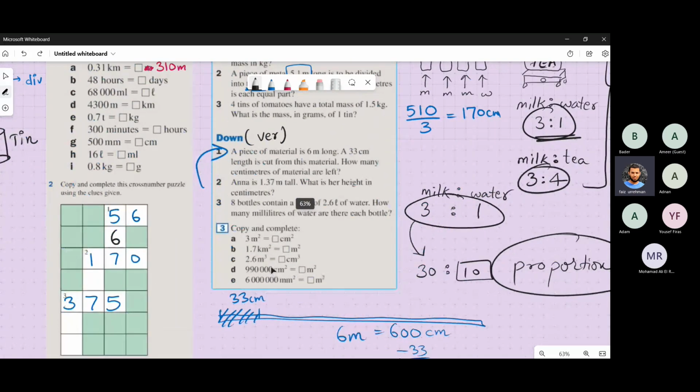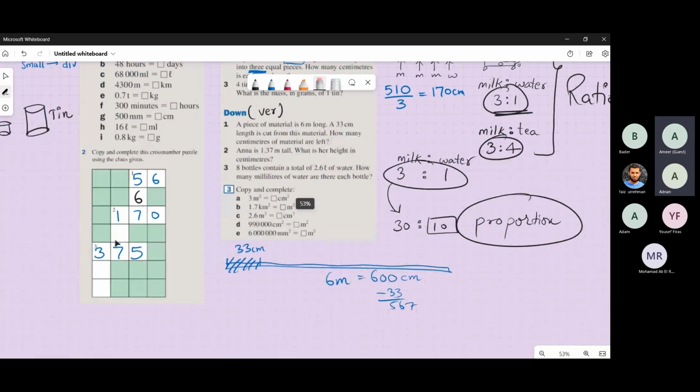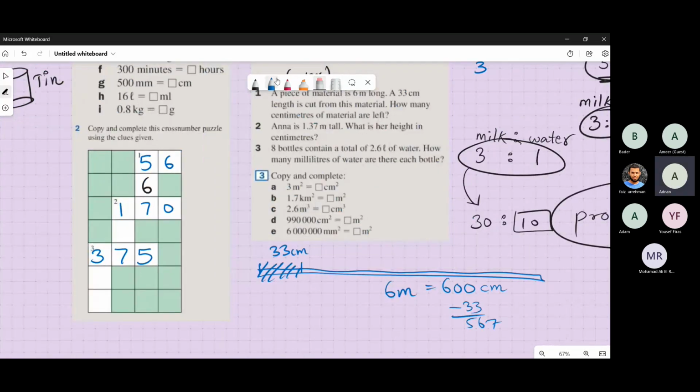Now this one, Anna is 1.37 meters tall. What is her height in centimeters? This is a straight conversion only, nothing to be divided. What will be the answer? Yes, 137 centimeters. So 1 is there, 7 is there, 137.